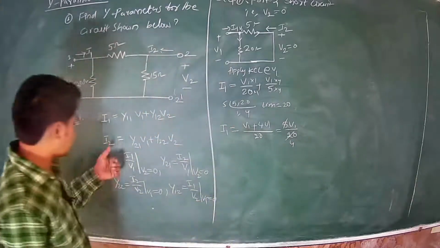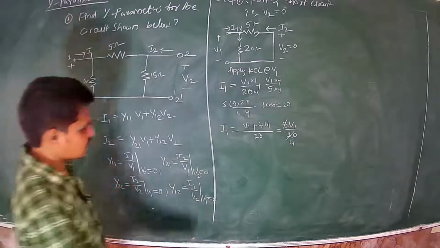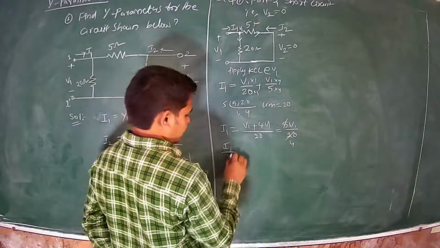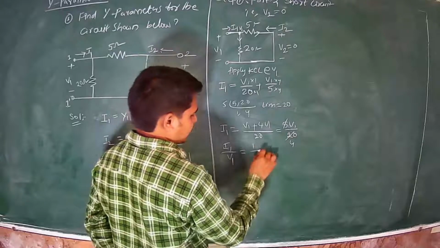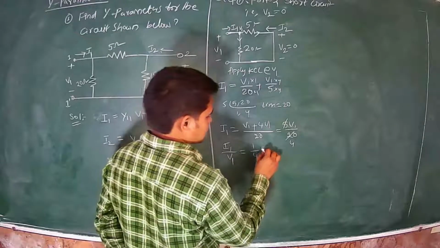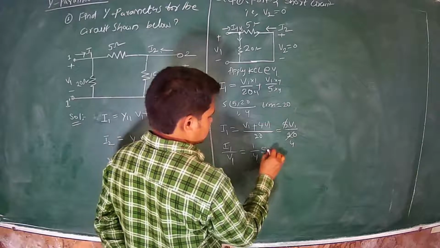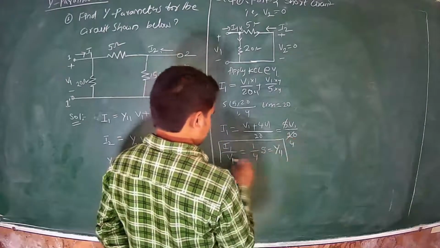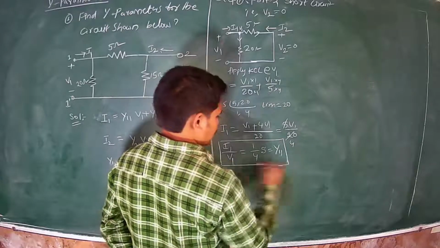Therefore I1 by V1, sending this V1 to the LHS, I1 by V1 is equal to 1 by 4 Siemens. What is the unit for admittance? That is Siemens, or you can also measure in mhos. Mhos are Siemens.